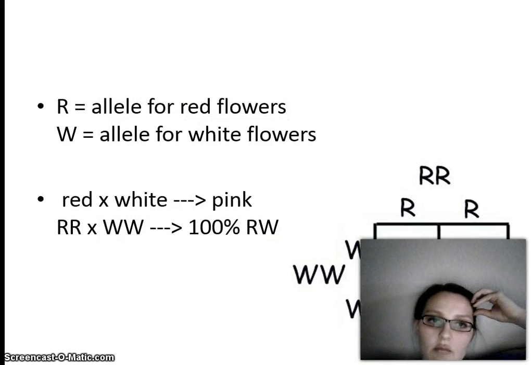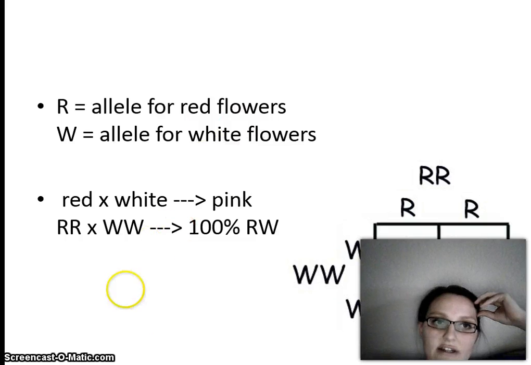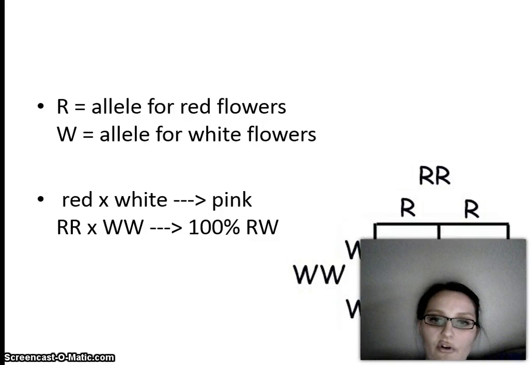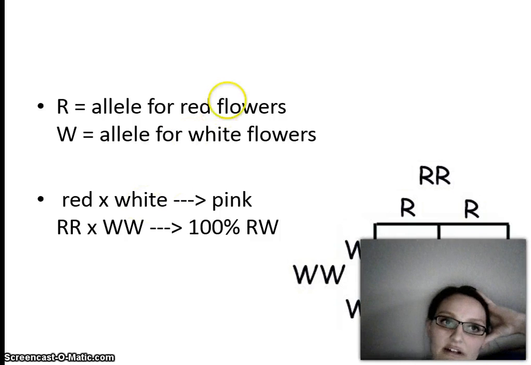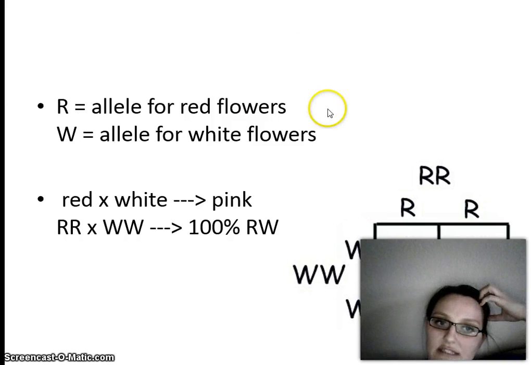Okay, so here's some practice, okay? So R is the allele for red. And remember, allele is just another term for a version of a gene, okay? So there's an allele for hair color, there's an allele for eye color, there's an allele for freckles, there's an allele for curly hair. I mean, everything that you can think of has an allele. Okay, so R is the allele for red flowers, and W is the allele for white flowers. So if red times white equals pink for incomplete dominance, then all of your offspring have to have one R and one W. Okay, so let's look over here.